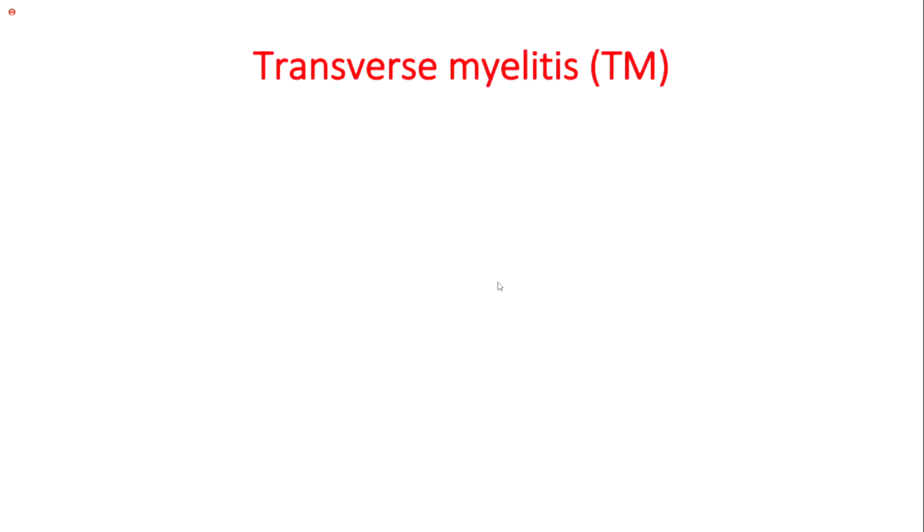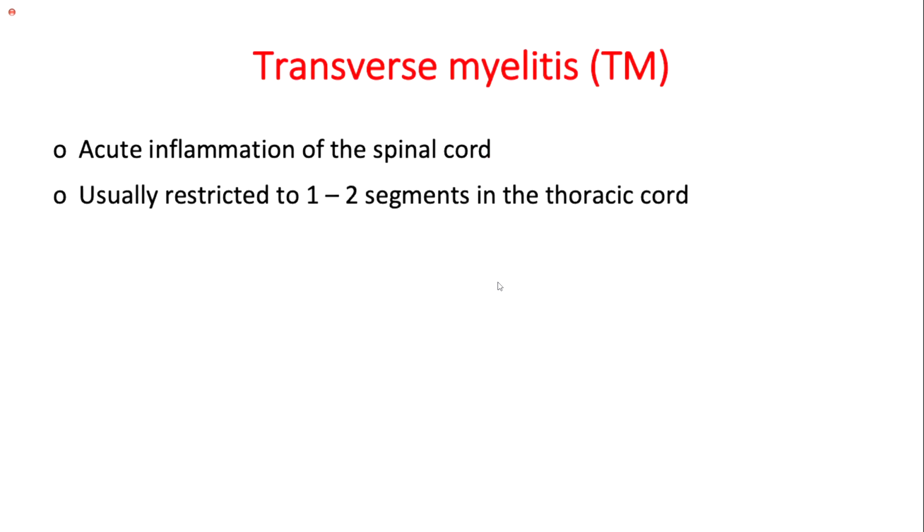What is transverse myelitis? Now transverse means going across. Myelo means spinal cord. Itis means inflammation. You already know this. So inflammation that goes right across the spinal cord is called transverse myelitis. So the term describes what the pathology is. And it is an acute inflammation. We do not talk about subacute and chronic inflammation. We are talking about acute inflammation of the spinal cord that goes right across, usually restricted to 1 to 2 segments in the thoracic cord.